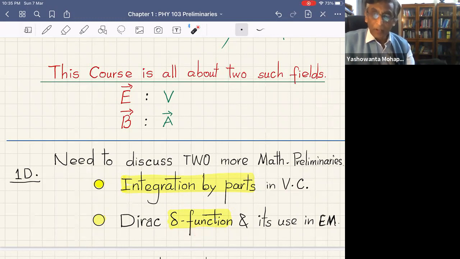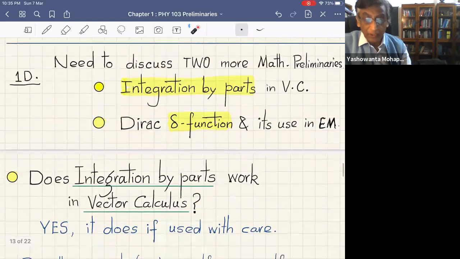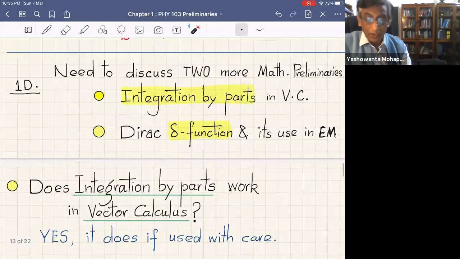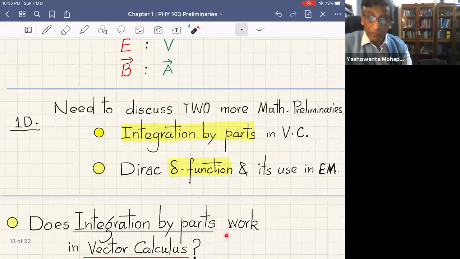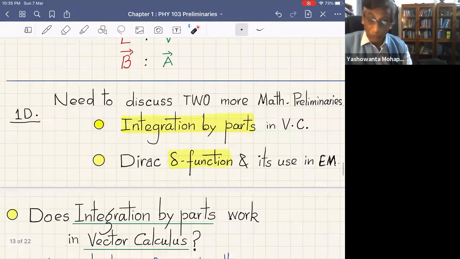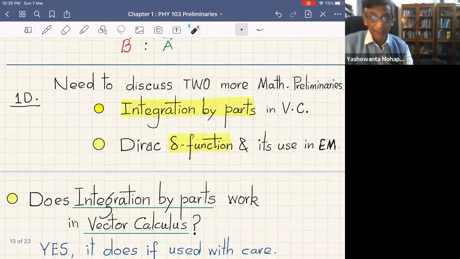Let me start by asking the question: does integration by parts work in vector calculus? The short answer is yes, if used with care. I'll just illustrate by some examples.